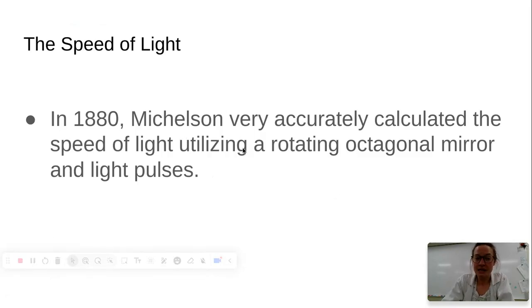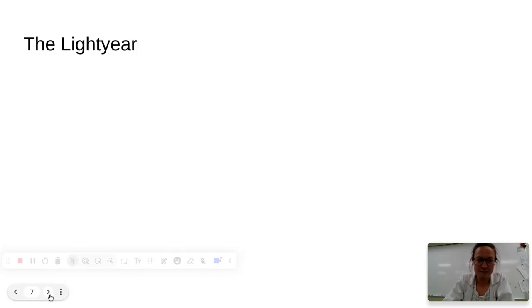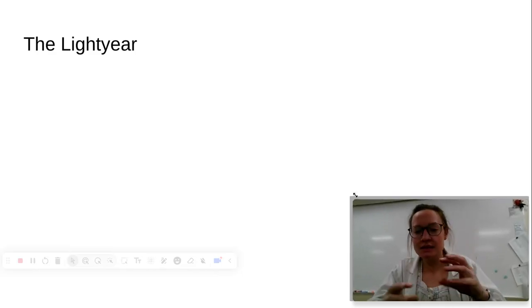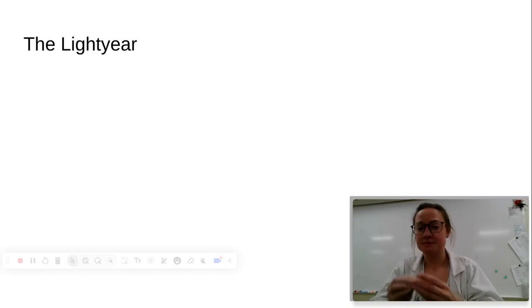This was in 1880 when Michelson very accurately calculated the speed of light utilizing a rotating octagonal mirror and light pulses. Yes, that was what we just discussed. Okay, next. Now that we knew the speed of light, we could use the speed of light to actually measure distances, like how far away something is. And this is where the concept of the light year comes from. I kind of want this a little bit bigger. Okay, this is where the concept of the light year comes from.